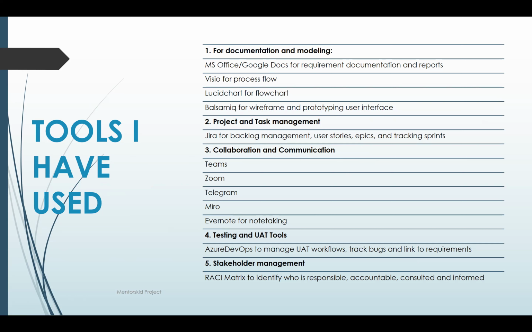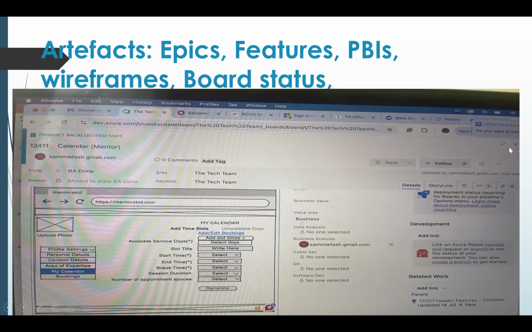Collaboration and communication, he's used Teams, Zoom, Telegram, Miro, Evernote for note-taking. Testing and UAT tools, he's used Azure DevOps to manage UAT workflows, track bugs, and link to requirements. Stakeholder management, he's used RACI matrix to identify who is responsible, accountable, and consulted and informed. So these are the following artifacts he has created. So epics, features, PBIs, wireframes, bot status.